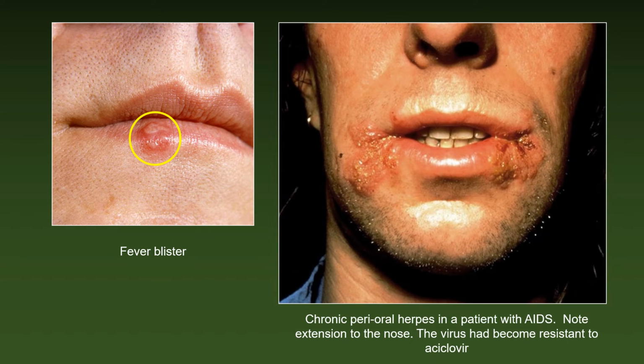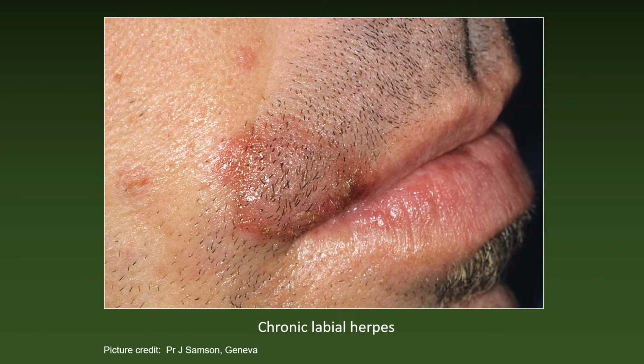In immunodeficient HIV-infected patients, lesions may extend to neighboring tissues and become chronic, as in this patient who exhibited acyclovir resistance after many courses of treatment. Note that the nose is also involved. Another example of local extension in an AIDS patient with chronic labial herpes.